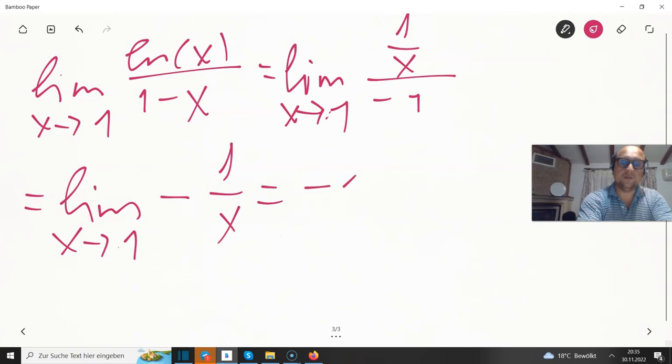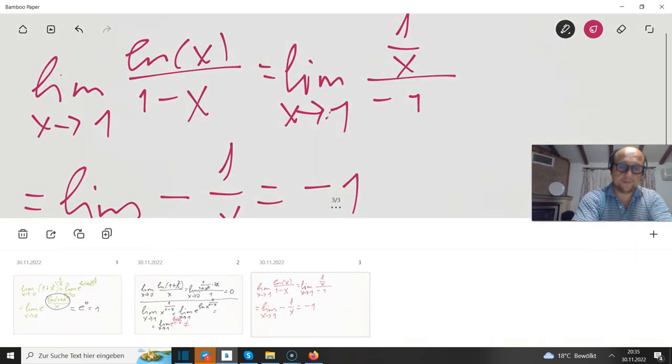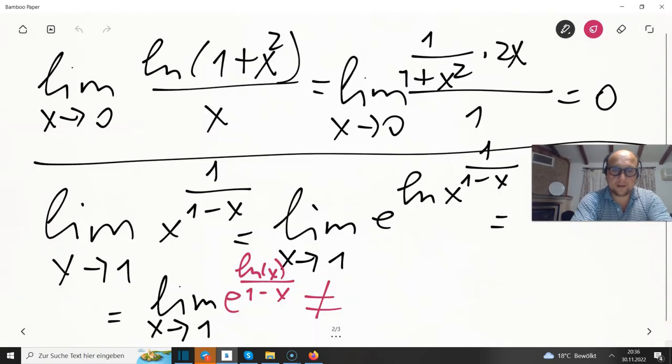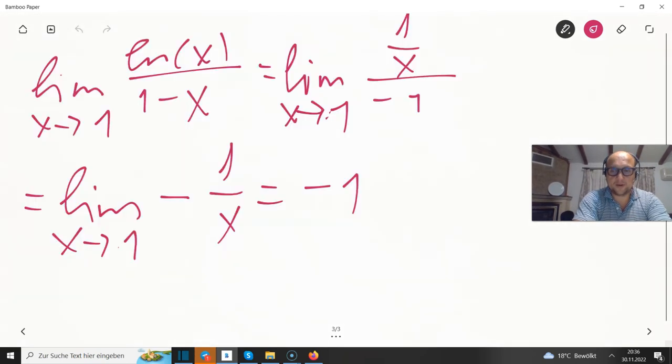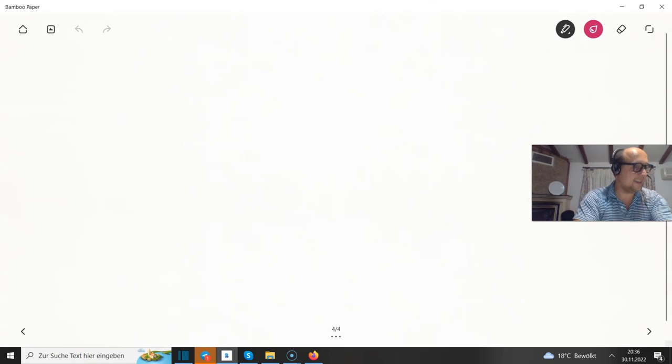This is truly -1. And I'm coming back now. I have to erase it as well. So the total power is -1. So I got e to the power of -1, which is 1 divided by e. Okay. I have to do one more correctly. Then I can sleep well.